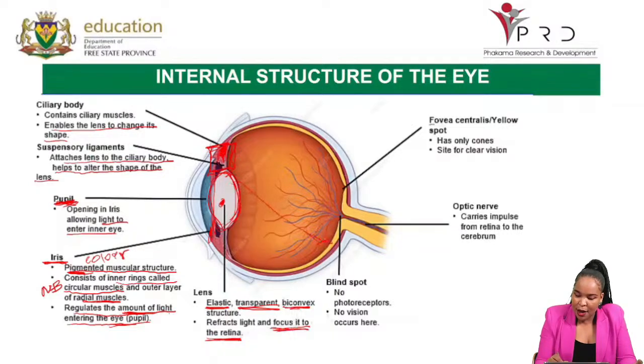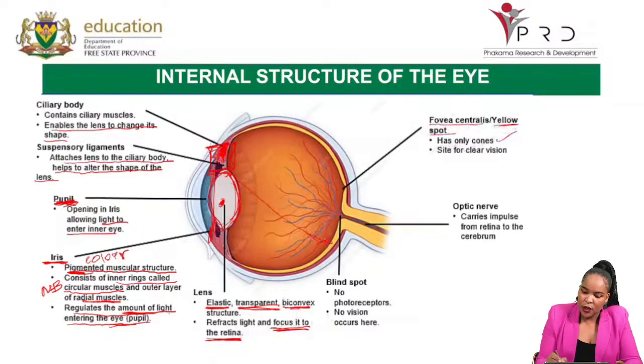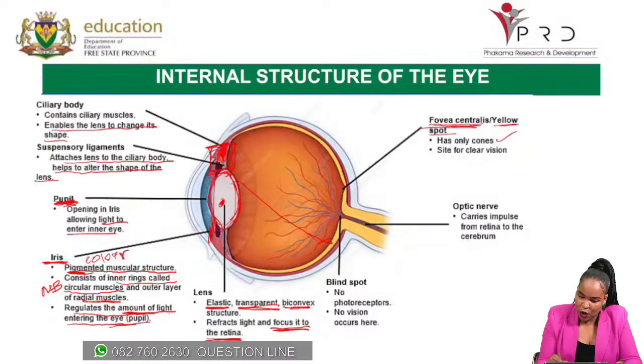You have the fovea centralis, which is the yellow spot. This yellow spot is the one that has the cones. The cones, remember, we said the retina has the cones and the rods. Those are the photoreceptors. But where do you find the cones? Where do you find the rods? On the fovea, or the yellow spot, you only find the cones. The cones are the ones that enable you to see clearly. So the yellow spot here is where an image is going to be formed.